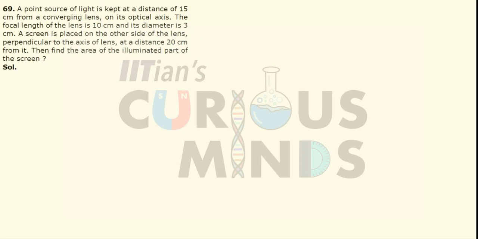A point source of light is kept at a distance of 50 cm from a converging lens on the optical axis. The focal length of the lens is 10 cm and its diameter is 3 cm. A screen is placed on the other side of the lens, perpendicular to the axis of the lens at a distance of 20 cm from it. Then find the area of the illuminated part of the screen.